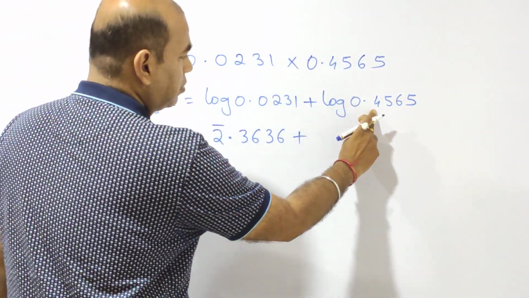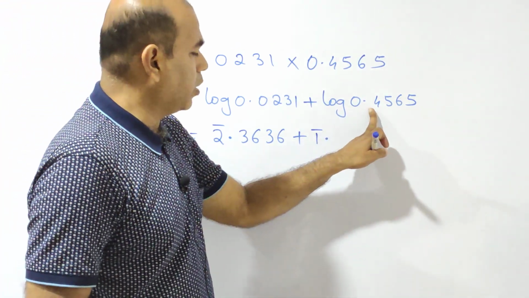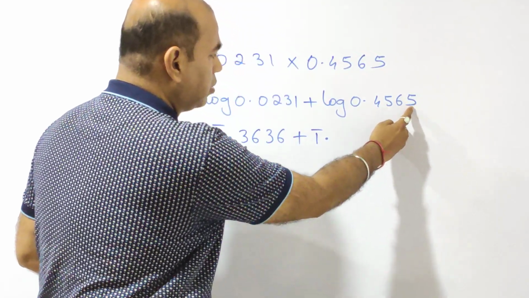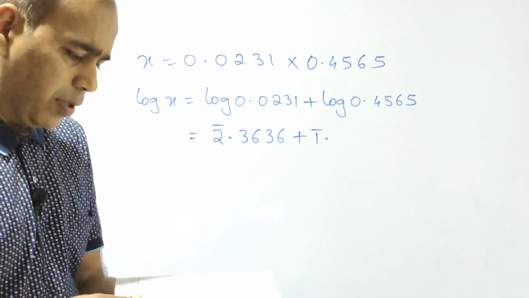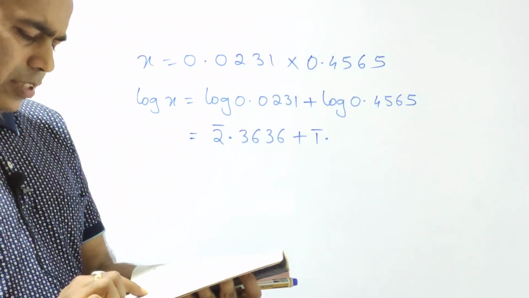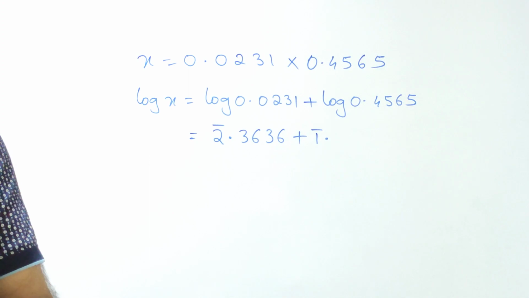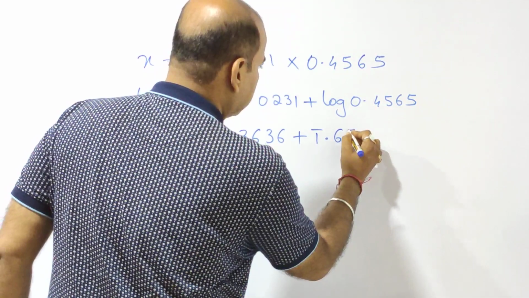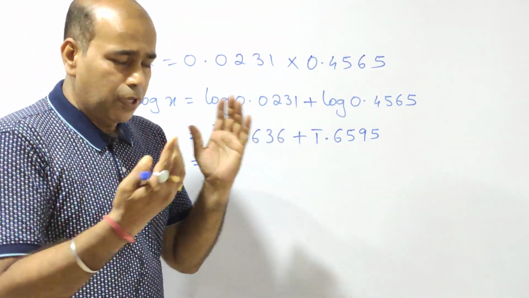Plus this characteristic is 1 bar, it is 0 point. So the characteristic is 1 bar. Next I will take 45, 6 column, it's 5 column. If I check from the table, 45, 6th column, I am getting 6590, and its 5 column I am getting 5. So it is 6595. Now the main thing, please follow here.